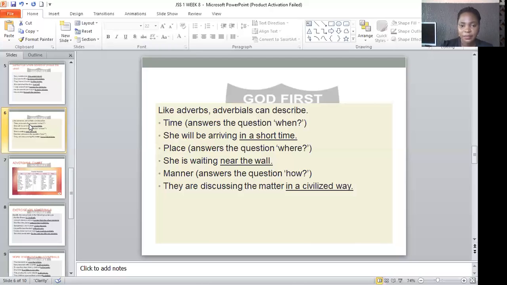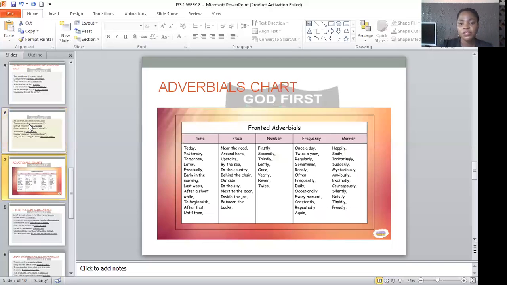And lastly, manner. It also answers the question, how. They are discussing the matter in a civilized way. So how are they discussing the matter? In a civilized way.